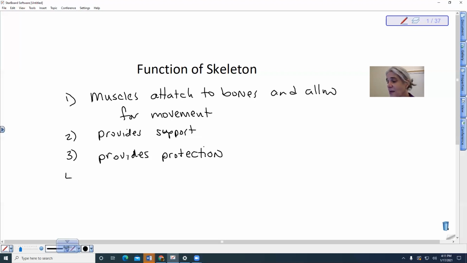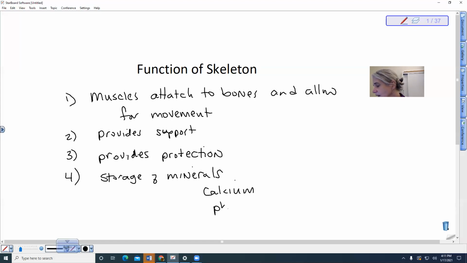We can also talk about the matrix of the bone containing calcium and phosphates. And so this is actually where we can store those minerals. So we can talk about the storage of minerals: calcium and phosphate. Calcium is actually a really important ion in our blood, and it is super important to the function of the nervous system, but also the function of your muscular system.